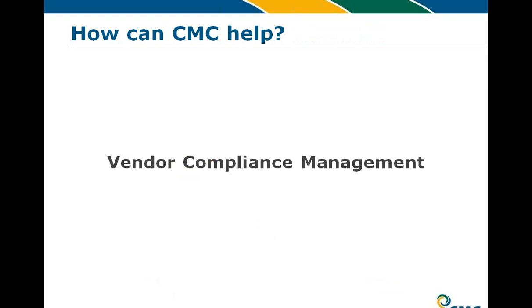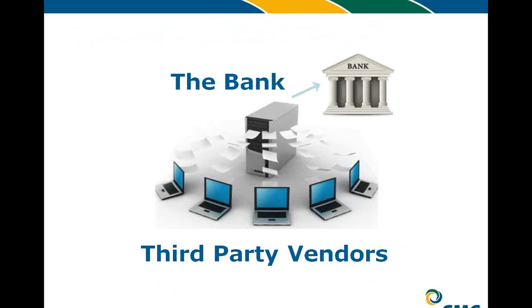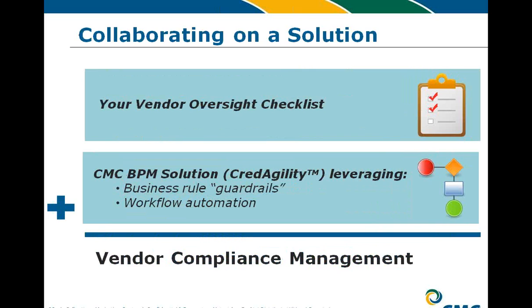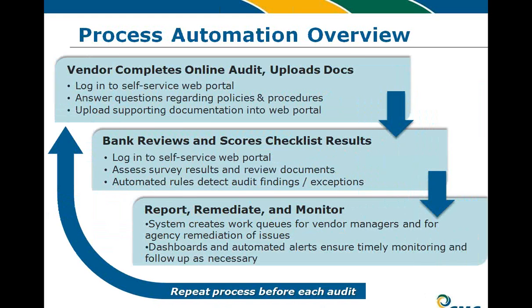So if I'm trying to do all of that and I want a vendor compliance management system, what exactly is it that CMC can do to help me? So let's talk about the solution. You know today what your checklist is for vendor oversight. What we have in our Credibility platform is the ability to take that oversight checklist and deploy it as a series of business rules within a workflow that will create automatic guardrails for you to get the information you need from the vendors, manage it in the context of what do I need to remediate, what do I need to remind people about, and what do I just need to assess and make sure that it is what I think it is.